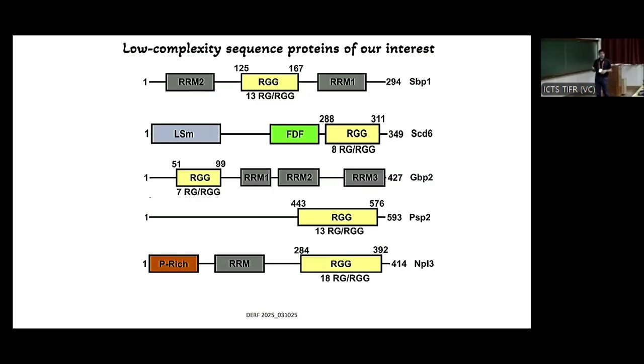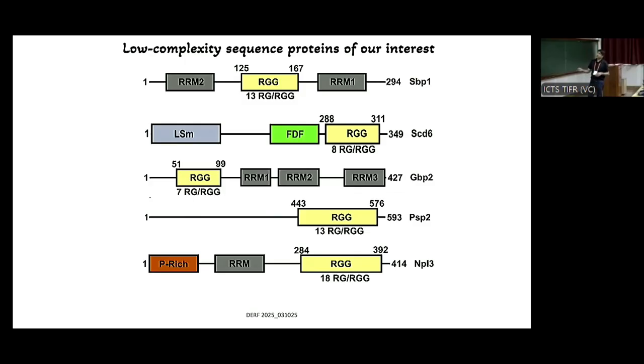We focus on RNA binding proteins with low complexity sequences in our lab. For the vast majority of the past 12 years, we have used yeast as a model system. We still continue to use yeast as a model system and would love to do that, but now we are also using human cells as our model system.